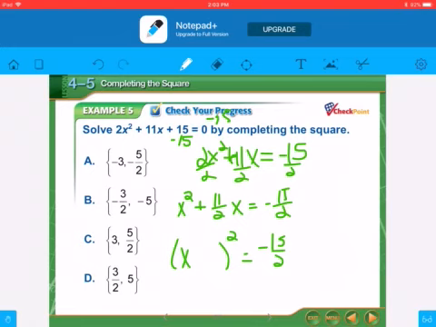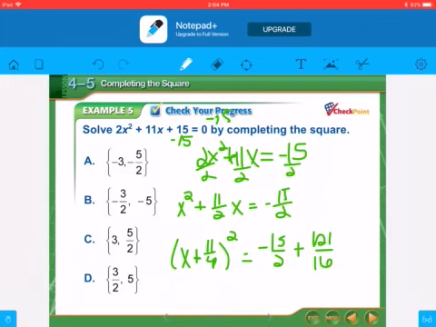Okay, and now we take half of b. So b is 11 halves, which means half of that is 11/4. And then we square it and add it to the other side. So when I square 11, I get 121 over squaring 4, I get 16.